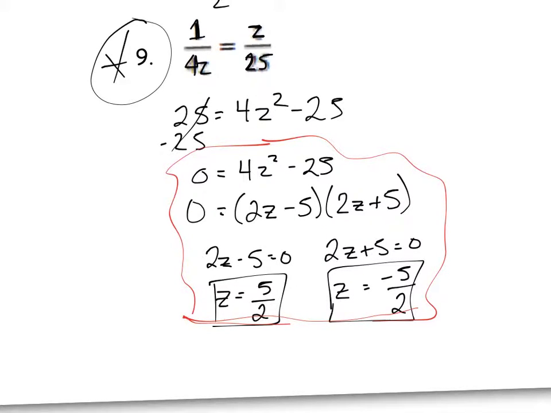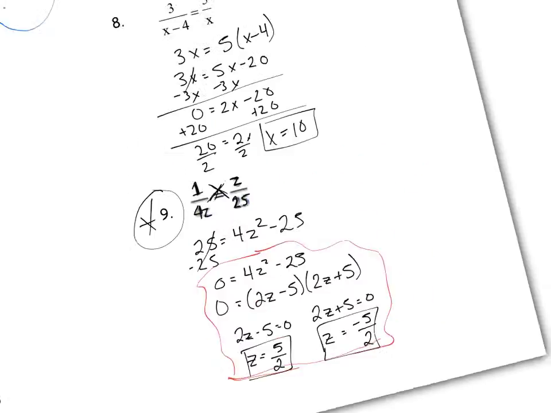This one here, when you multiply across, it seems real simple, but you get a 4z squared equals a 25. And I noticed right away that those are both perfect roots, so I wanted to get them both on the same side. So I did. And I noticed that, look at that, it's a special case. So I factored, and I solved.